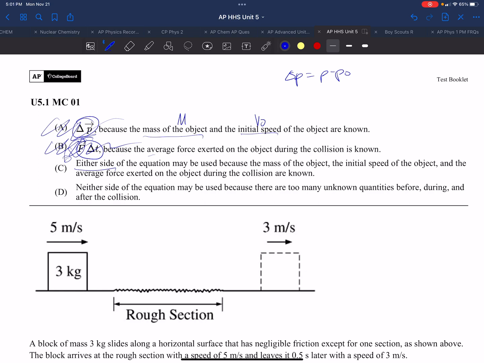And so, although we do know the mass of the object, the initial speed, and the force, we don't know delta T. That's unknown, and the final velocity is unknown. So C is out. So neither side may be used. That's what it looks like, because there are too many unknown quantities, and it's those two that are unknown. Therefore, we're looking at choice D.